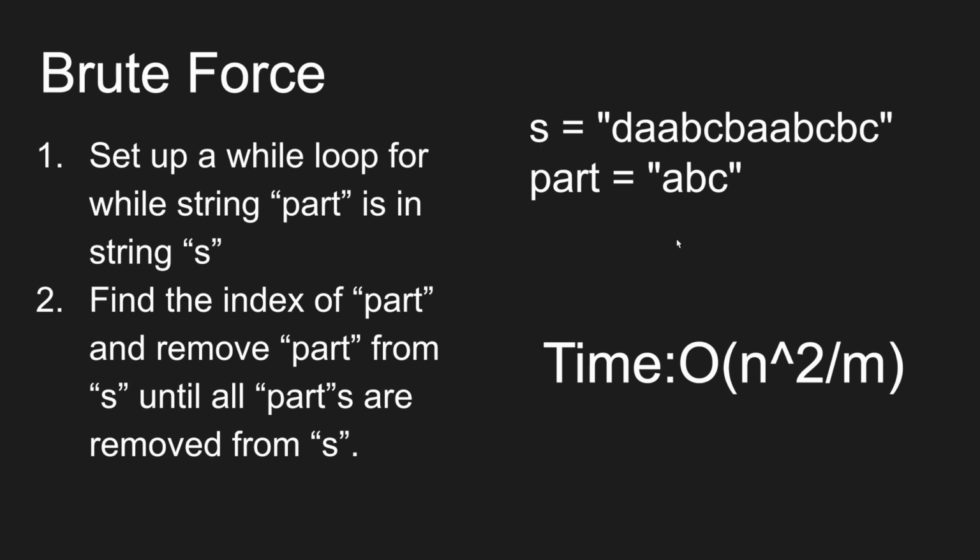But the time complexity of that would be n squared divided by m, where n is the length of S and m is the length of part. Because the while loop is already n time, and then removing the substring is another n time, so that'll make it n squared. And then we will divide that by m, because every time we remove, the string may become shorter by m. So there is a more efficient way to solve this, and I'll get to that right now.